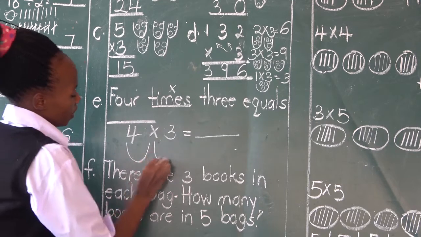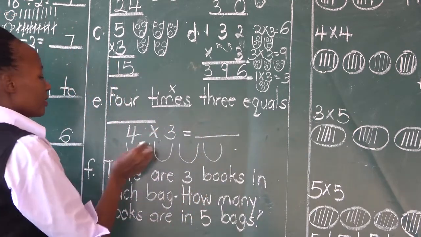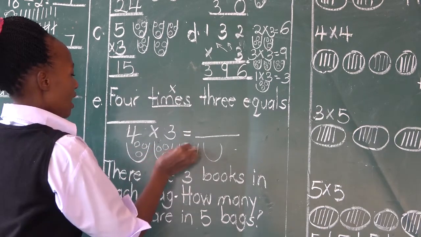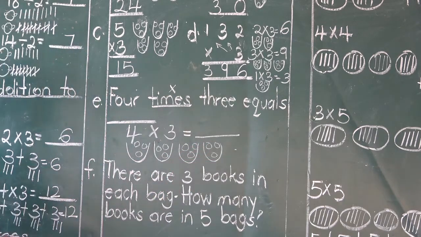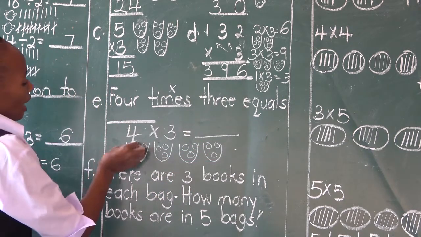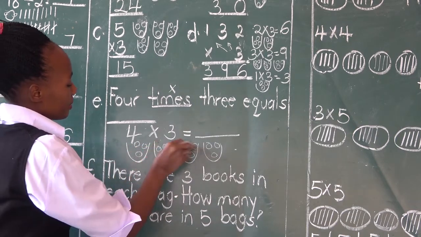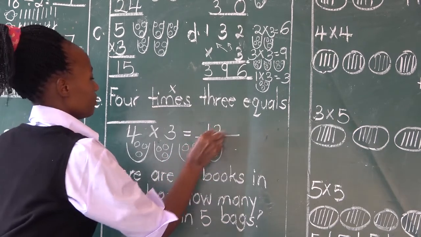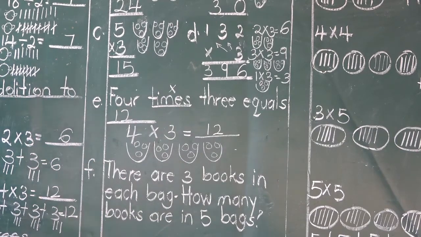1 group, 2, 3, 4 groups of 3. 1, 2, 3 in each group. Now we are going to put them together: 1, 2, 3, 4, 5, 6, 7, 8, 9, 10, 11, 12. Then I put my answer there. 4 times 3 equals 12.